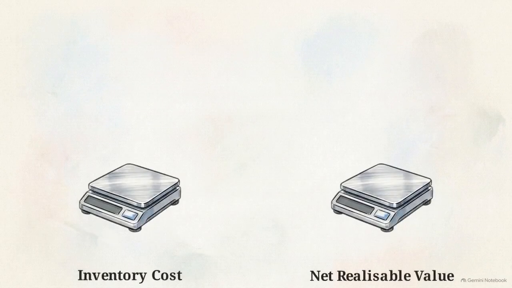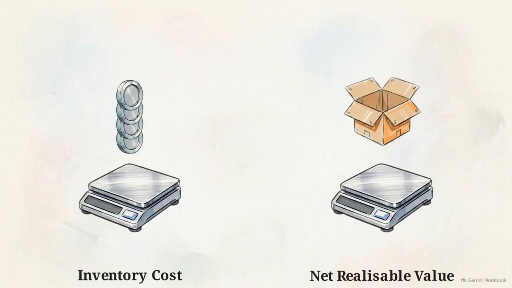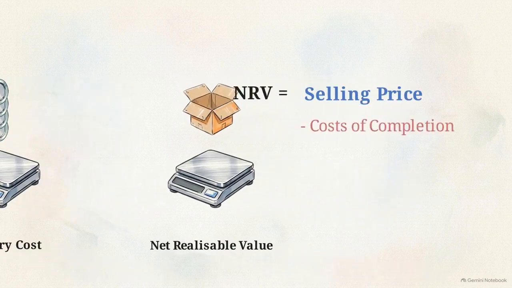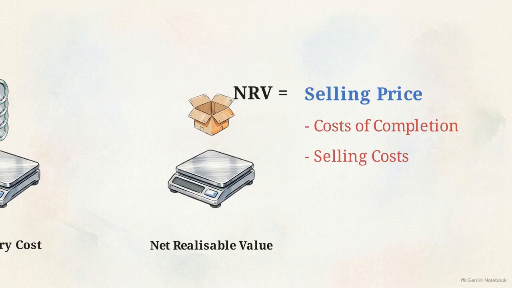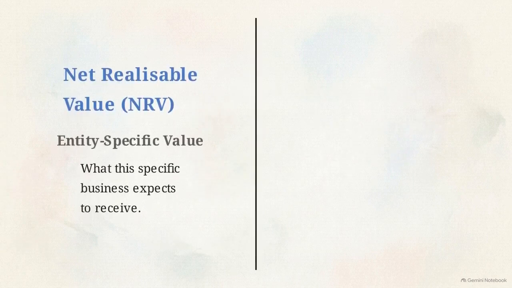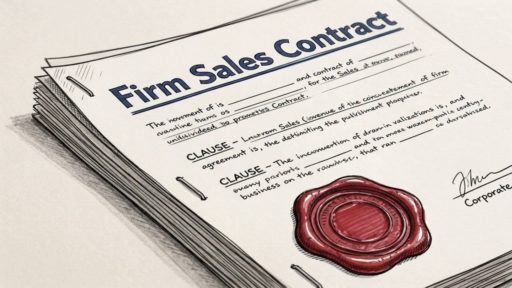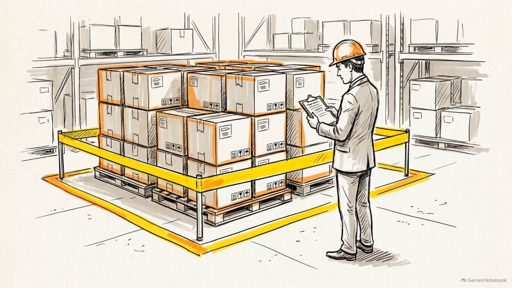This returns us to the baseline rule. The carefully aggregated cost must now be weighed against the inventory's net realizable value. Net realizable value, or NRV, is the estimated selling price, minus the estimated costs of completion and costs necessary to make the sale. There is a strict definitional boundary between NRV and fair value. Fair value reflects a market participant exit price. NRV, on the other hand, is an entity-specific value. It is based on the actual firm's sales contracts and management expectations for realizing cash from that specific inventory.